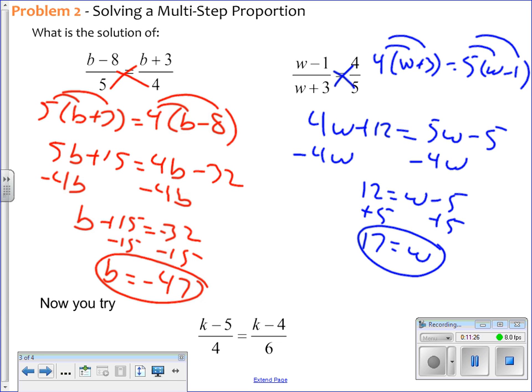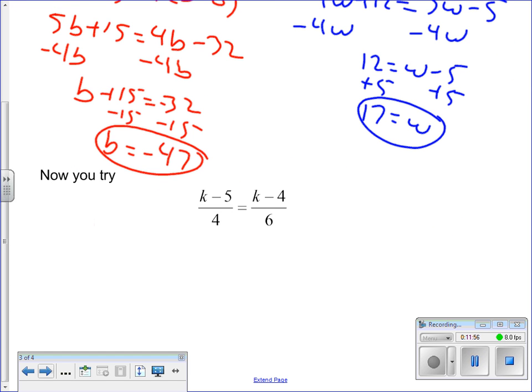Yes, ma'am. Can we put the letter over here? What do you mean? Like for the 17. Yeah. Doesn't matter. They're equal. If A equals B, then B equals A. It doesn't matter if they're equal. But you should get comfortable with it on either side, so it doesn't make a difference. Okay. So do that one. Do your problem.